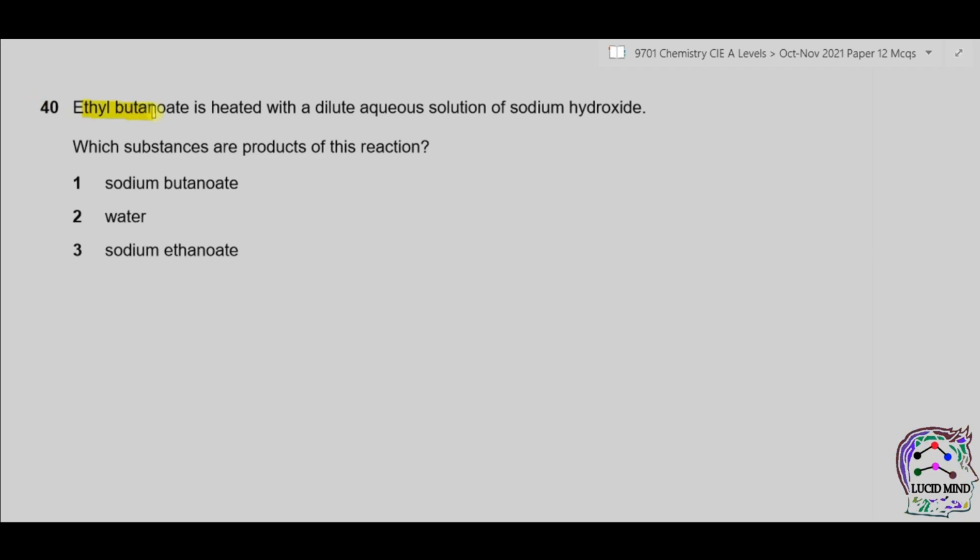Question 40. Ethyl butanoate is heated with dilute aqueous solution of sodium hydroxide. Which substances are products of this reaction? Let's draw ethyl butanoate. We have 4 carbon atoms and we have C2H5 attached, and this is an ester. We have this structure. This is the ethyl part, and these 4 carbon atoms represent the butanoate part.